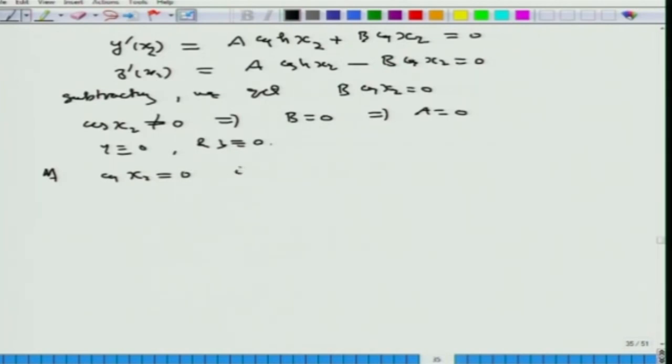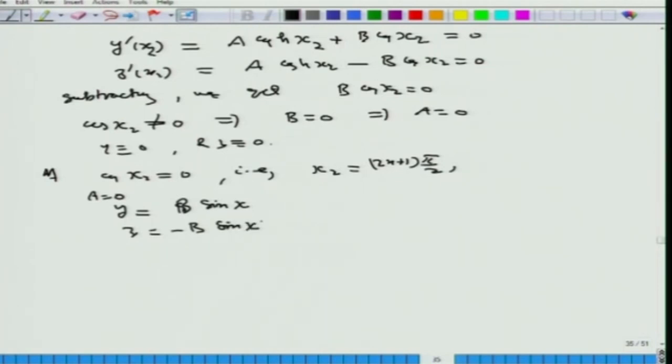that is x 2 equal to 2 n plus 1 pi by 2, then in this case we get the extremals y equal to a equal to 0, and here y becomes b sin x and z equal to minus b sin x, where b is arbitrary.